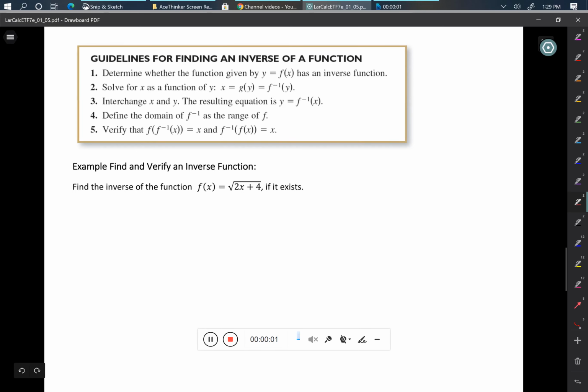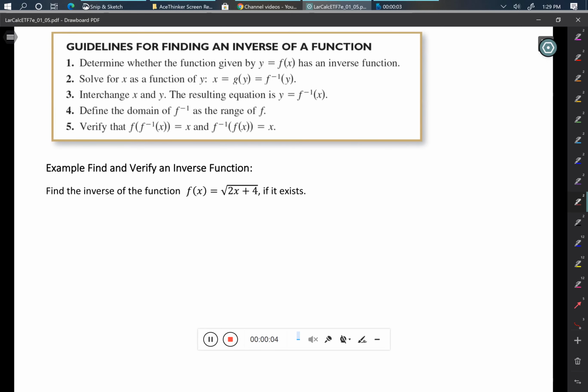All right, so here we go. Part 2 of section 1.5. The guidelines, the instructions, the steps for finding the inverse of a function. Okay? First thing, figure out whether it has an inverse function.